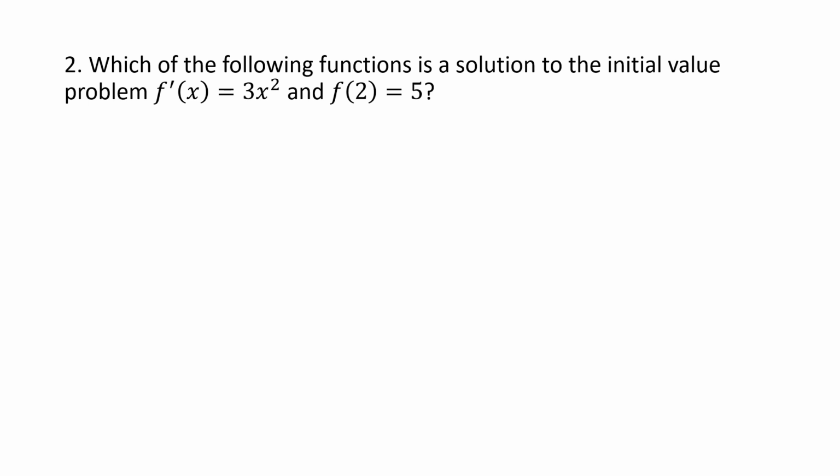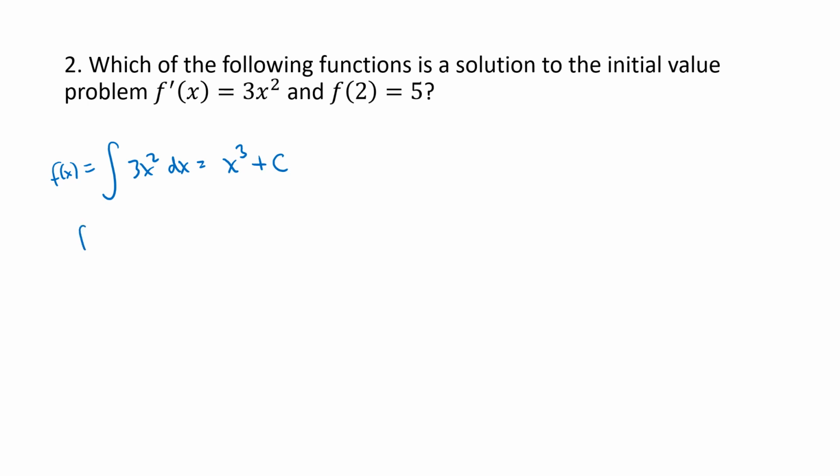For the next one, we're talking about an initial value problem. So remember, in these kinds of problems, we're given the derivative, f prime, and we're given a value of f, and we're asked to find a formula for f. So what we need to do is take the antiderivative of our f prime. So the antiderivative of 3x squared is x cubed plus a constant. And so that's my f of x.